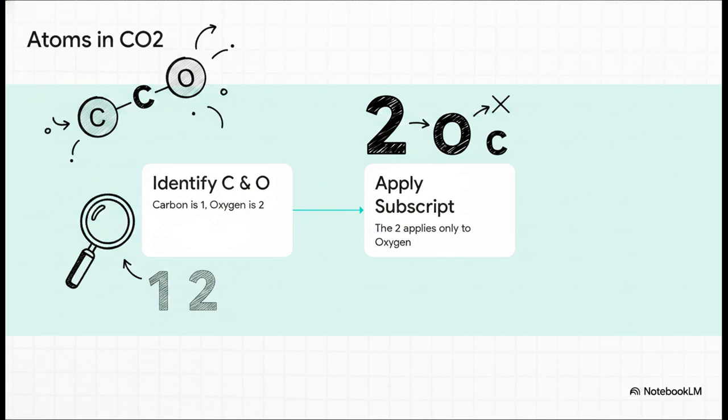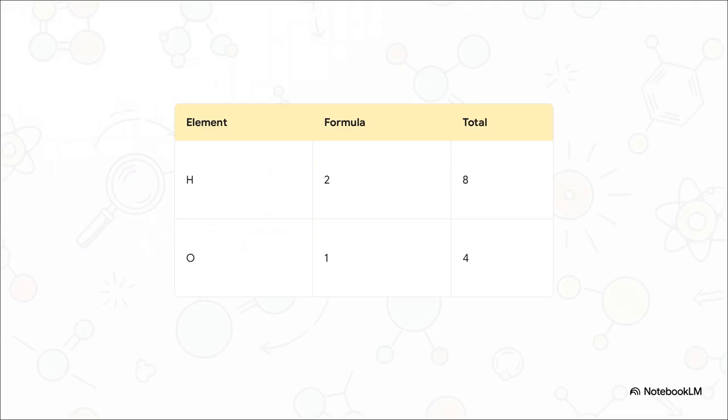Step 2, let's look for our numbers. Carbon has no number right after it, so remembering our rule, that's an invisible 1. Oxygen, on the other hand, has a tiny 2 after it. That is our subscript. And since the subscript applies only to the guy right before it, that 2 belongs exclusively to oxygen. The final result? We've got 1 carbon atom and 2 oxygen atoms. Boom, perfect.